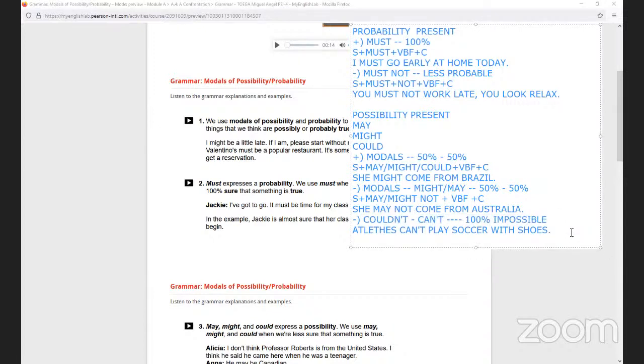And what happened about questions? Can we make questions with possibilities? Yes, but we can only make questions with the modal could. And it means the same as possible, 50 and 50, something possible. So I have two kinds of questions with this could. The first is when we use any verb in the question. For example, would you come with me? Could you come with me?